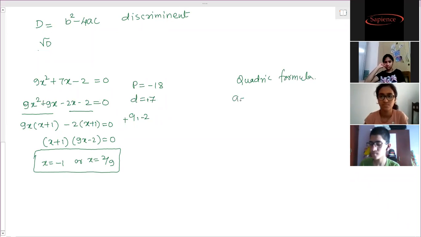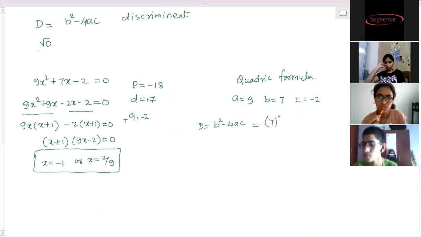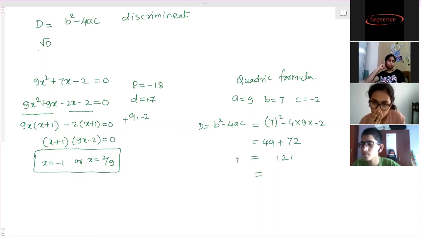So in that, the value of A is 9, B is plus 7 and C is minus 2. Now find the value of B square minus 4AC. D is equal to B square minus 4AC. So what is B? 7 square minus 4 into 9 into minus 2. That is 49 plus 36 2s are 72, so 121. So now D is 121. So square root of D is 11, right?